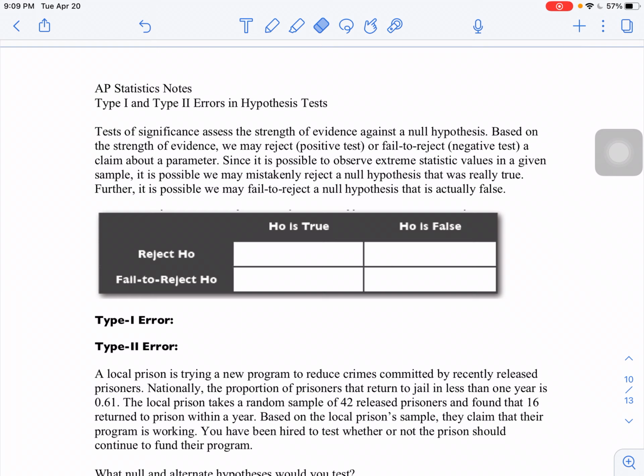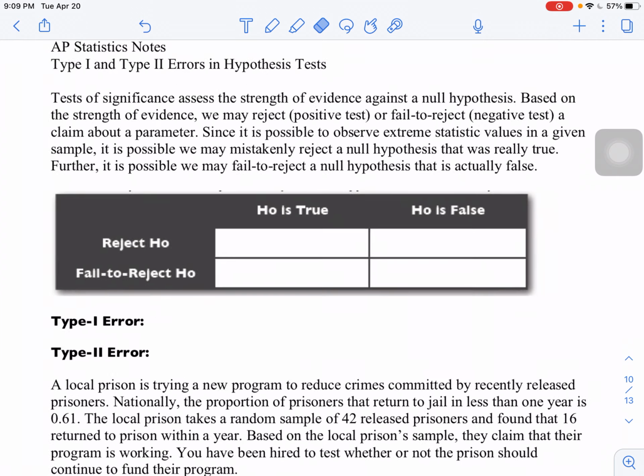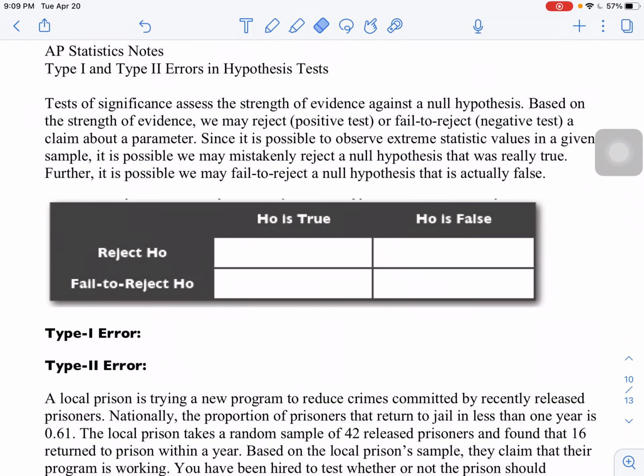So either reject or fail to reject a claim about a parameter, right? That's the null. Since it's possible to observe extreme statistic values in a given sample, it is possible we may mistakenly reject a null hypothesis that was actually true. Further, it is possible we may fail to reject a null hypothesis that is actually false. So with hypothesis tests, you can make errors. We do have a couple different errors that we're going to go through here.